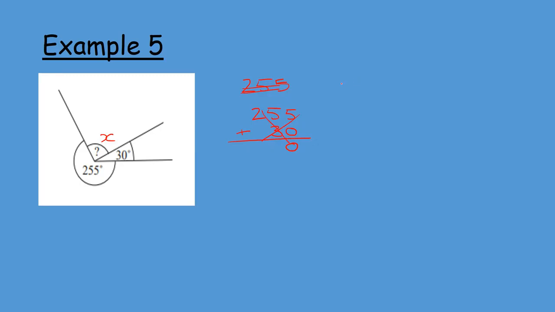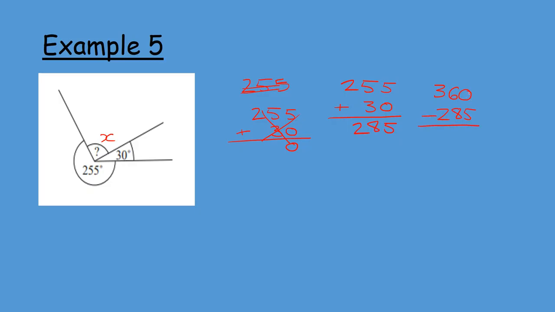I'm going to start again, okay? So we've got 255 plus 30. So 5 plus 0 is 5. 5 plus 3 is 8. And 2 plus nothing is 2. And we know our total is 360. I'm going to take 285 away from 360.